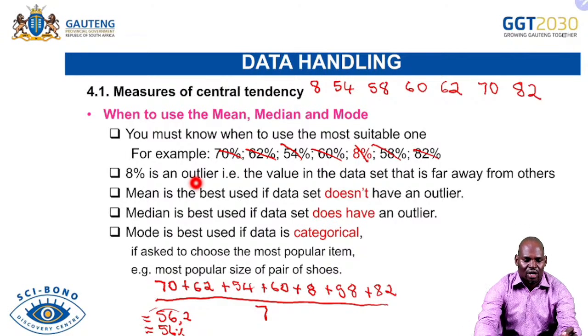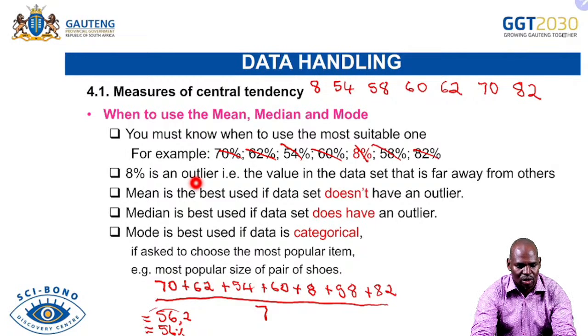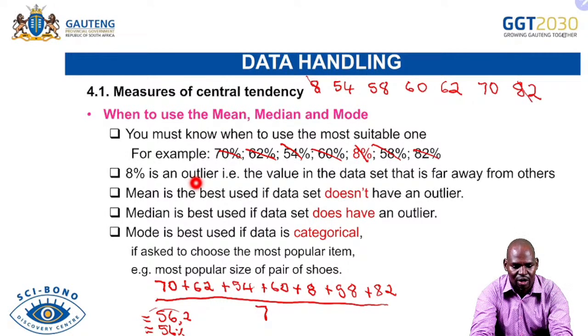Now we need to check. Initially we had 1, 2, 3, 4, 5, 6, 7, so we need to recount after that. Is 7 an odd number or an even number? 7 is an odd number, so that means we have only one number in the middle. If I count from the left, 1, 2, 3, then we've got 60. So 60 is our median.